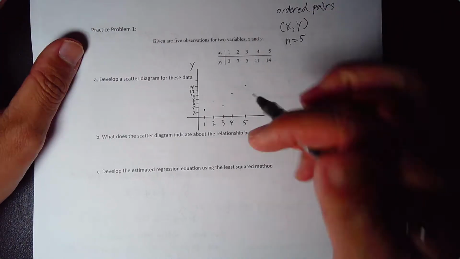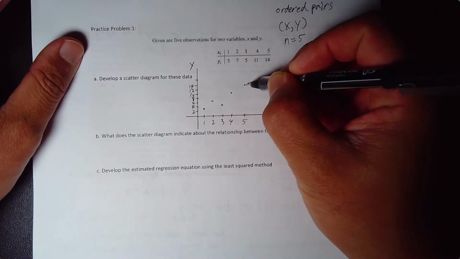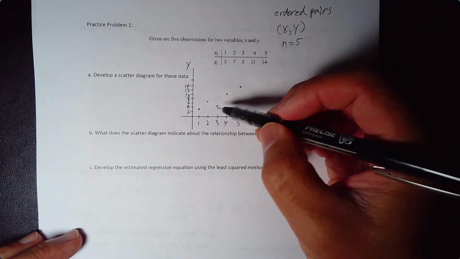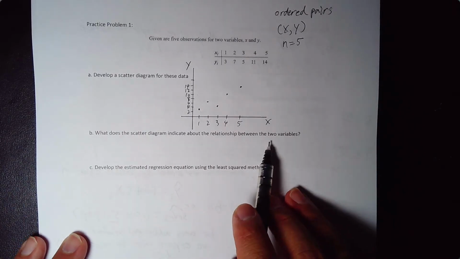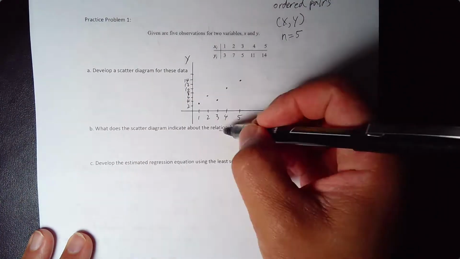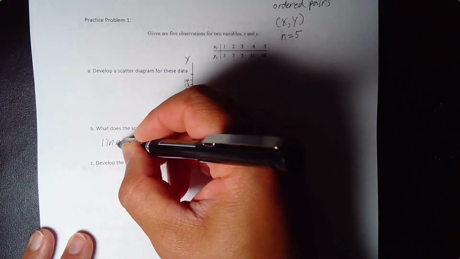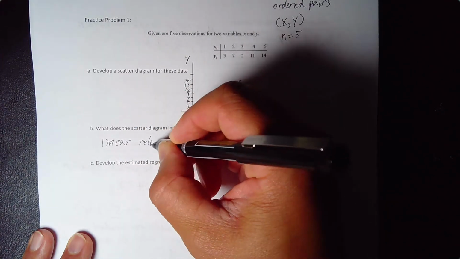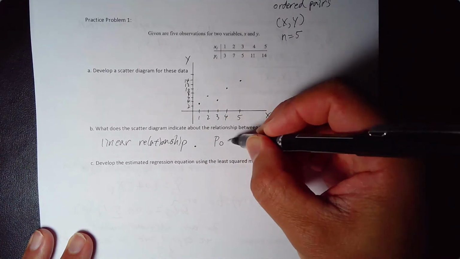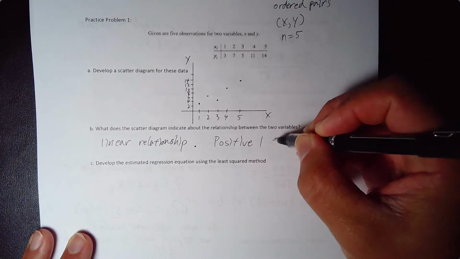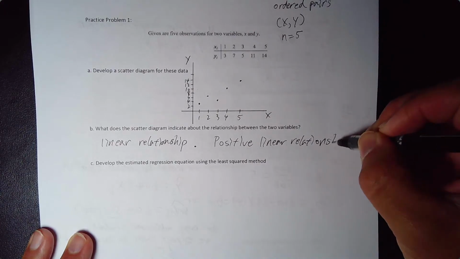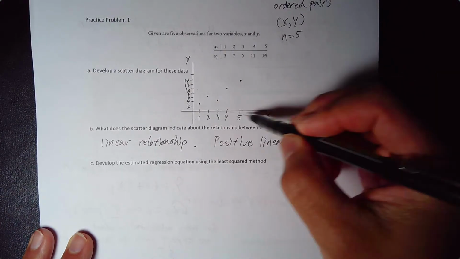Okay, so here we go. That's our plot, and clearly we have a scatter diagram here. What does this tell us about the relationship between 2 variables? By the way, when we say relationship, we're talking about a linear relationship. That tells us they have a positive linear relationship. So as X increases, Y also increases.